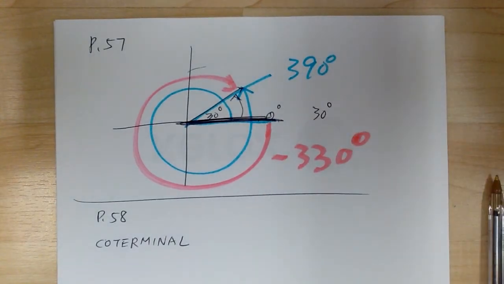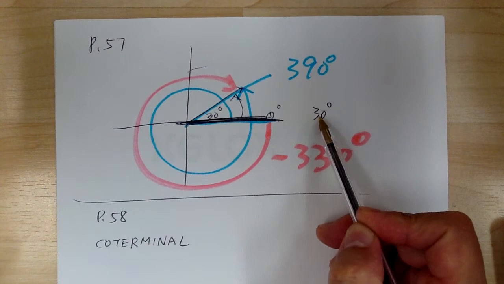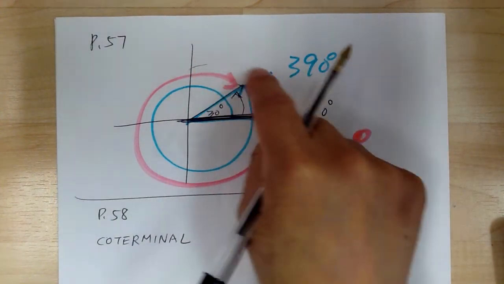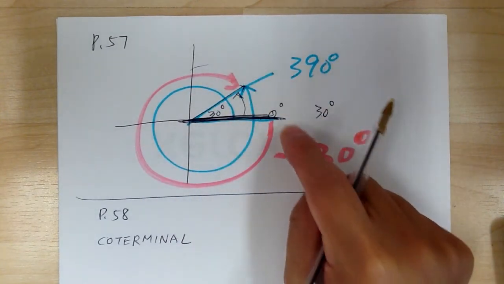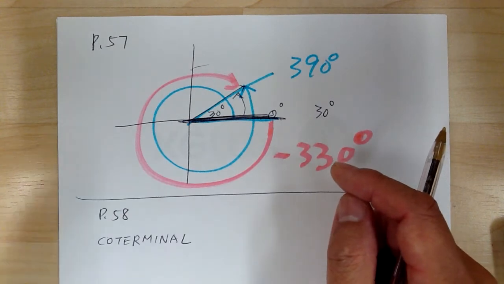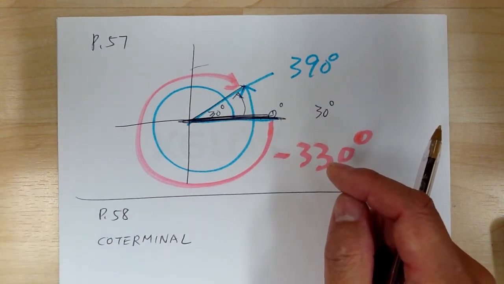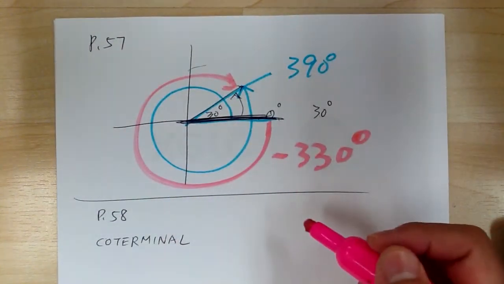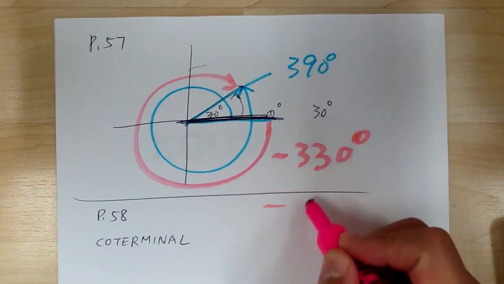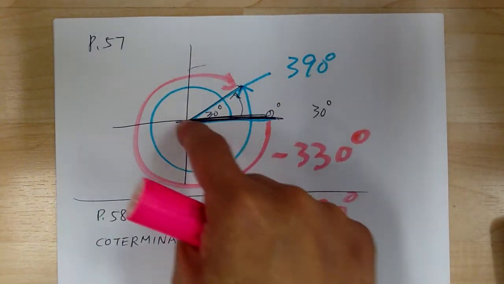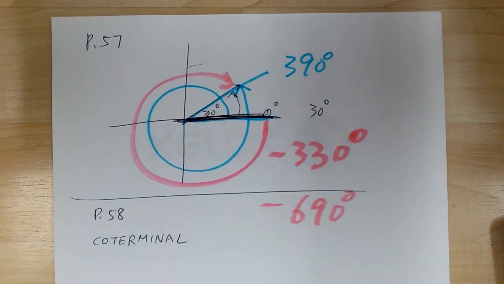Okay? Again, how do I get that? You minus 360 from here, right? So you add 360 if you're going counterclockwise. You minus 360 if you go backward, clockwise. And you can go as many times as you want. You just keep adding 360 or keep minus 360. So if you go around the circle one more time, you end up with negative 690 degrees. So again, all these are coterminals because they have the same beginning and same end. Okay?